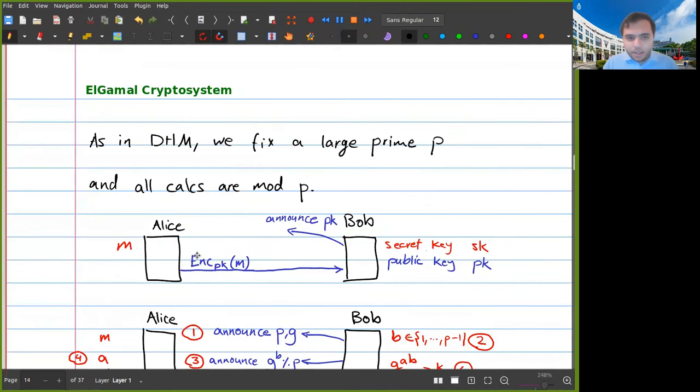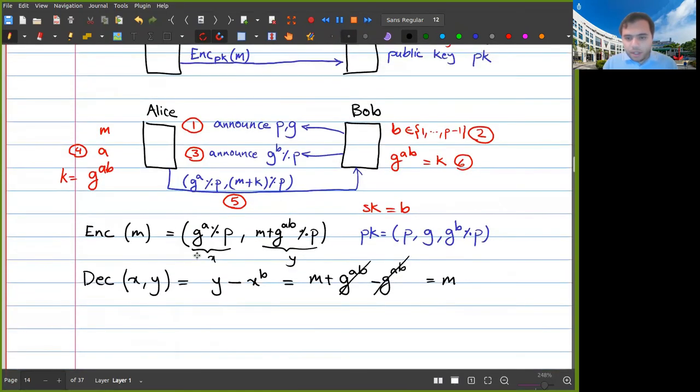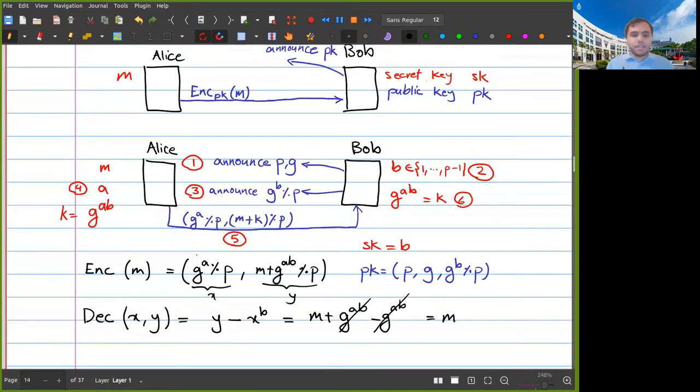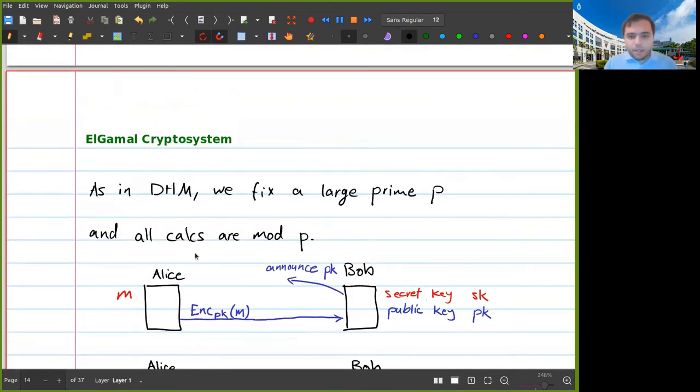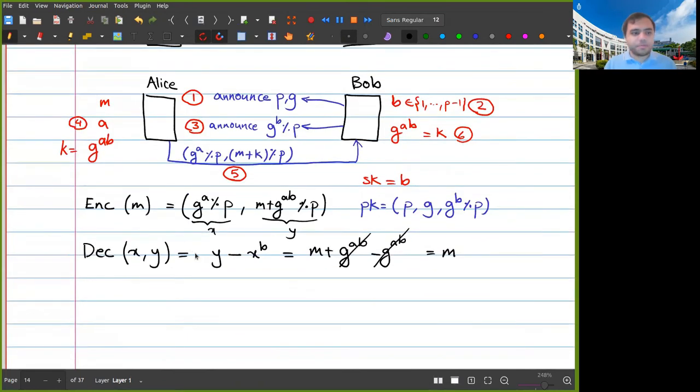So, as you see here, by just extending our ideas about what things can actually be put into our public key and how long our message can be, if we just allow these tuples and pairs here, then we get a public key crypto system based on Diffie-Hellman. And this is what's called ElGamal. Now, why is this secure?